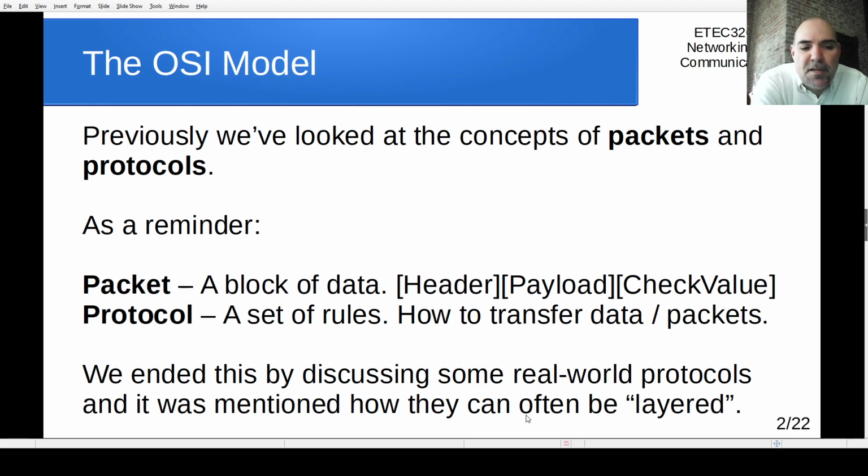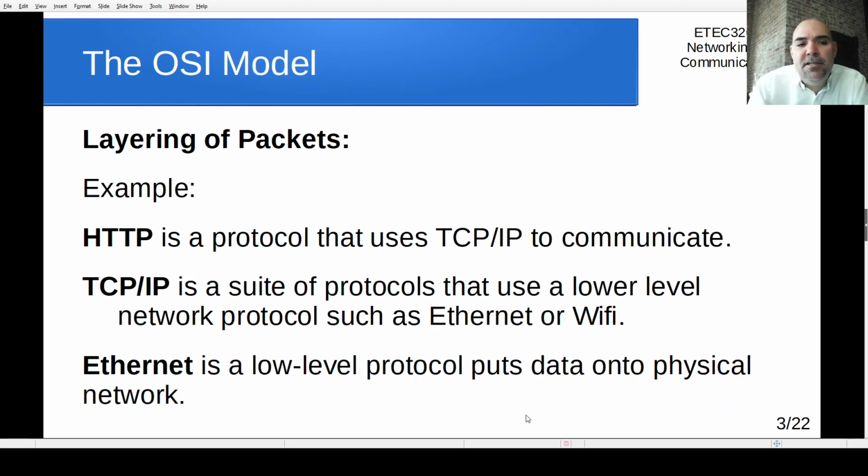Last time we ended the discussion by talking about some real-world protocols, and we mentioned how they can be used together or layered together. An example of layering those packets would be a traditional web page when you go to visit it. You go to your favorite news site, or you go to Reddit, or some site that has memes, YouTube. Those things are using multiple packets and multiple protocols together.